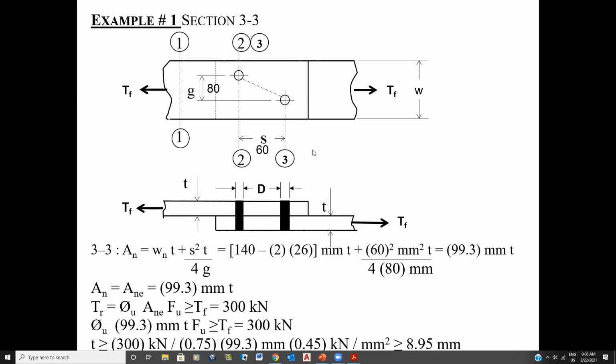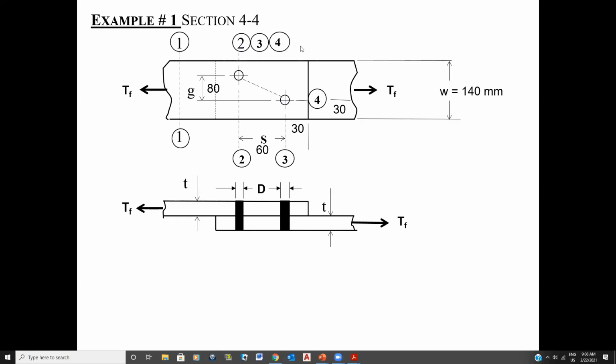Now, like I said, if we go to the next one, now we have this. We're going 4, 4. We start here, we go this way, and then we go this way. Remember, all this part here is in tension, and this part here is in shear. So this is shear, therefore this is your AGV here.